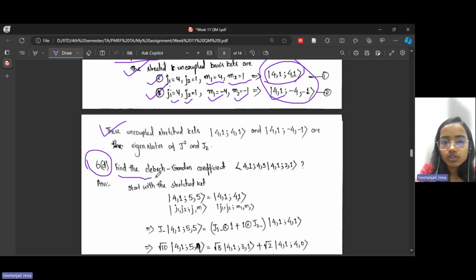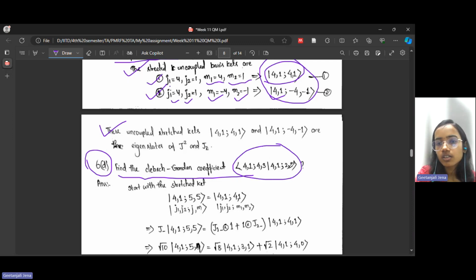Let me read out the question for you. So the question is: find the CG coefficient for the uncoupled state |4,1,4,3⟩ with |4,1,2,1⟩. Okay, so you have to find out what is the CG coefficient of a coupled state with an uncoupled state. So how can you approach this type of problem?